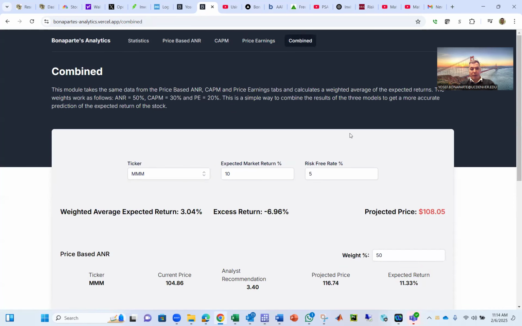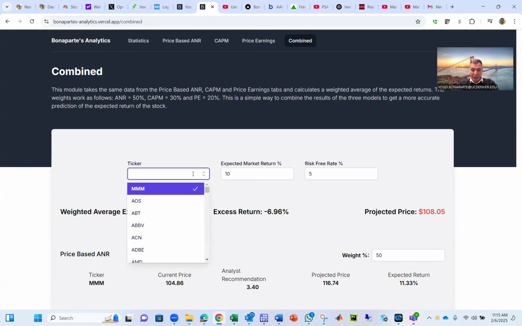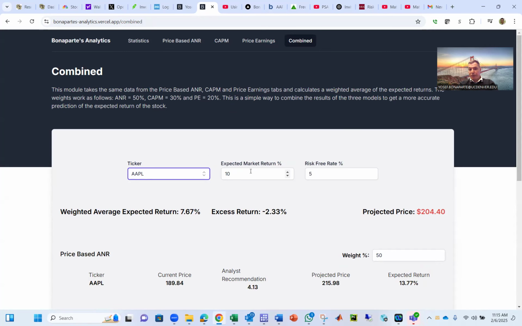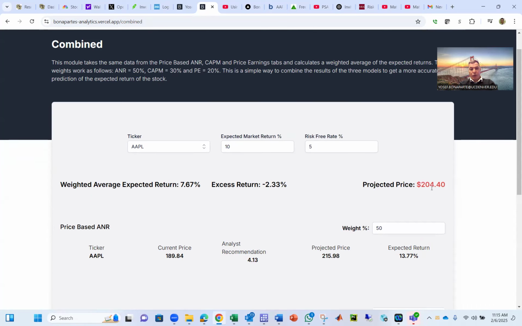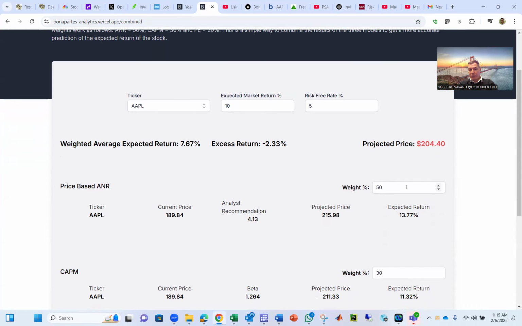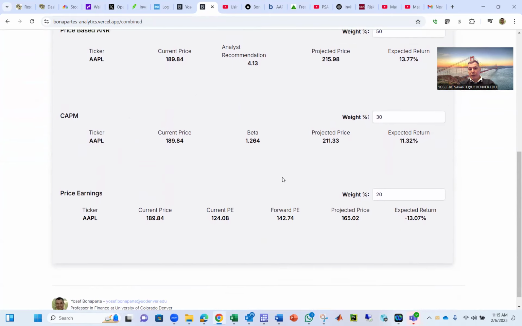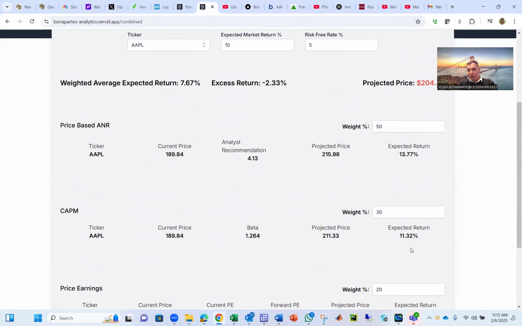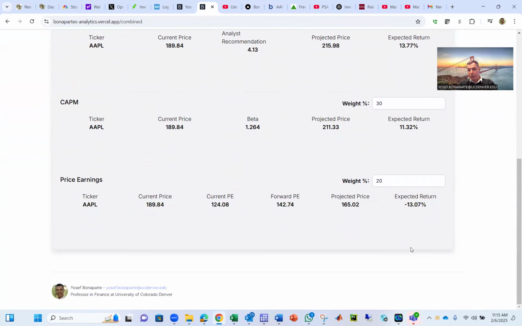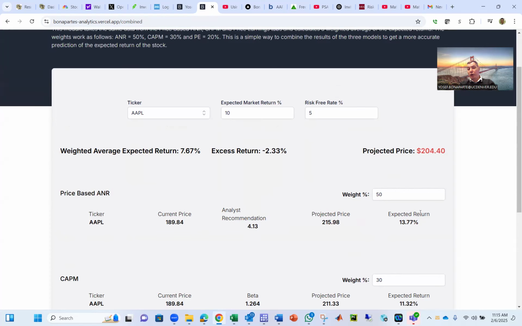Combine is where you put all the three models. You're going to say, I need to know about Apple. Again, the market is 10%, risk-free is 5. Then what you have to do, you put the weights, how much you want to give the first analyst recommendation, how much the second one and the third one. So you can see here 13.77, 11.32 that we did before, and -13. Now, if you are a new analyst, the first time you're doing this, I would put more weight, it's your call, but I would put more weight in the analyst recommendation. Why? Because you rely more on the experts who've been in this business a longer time.